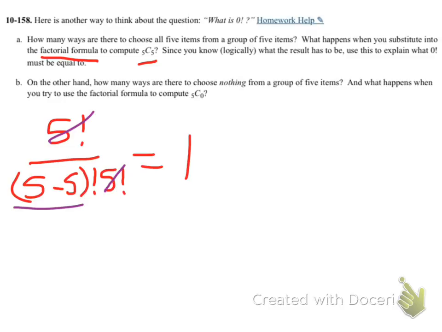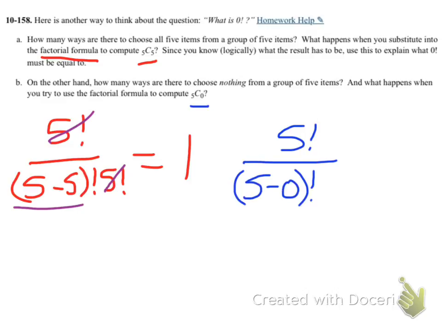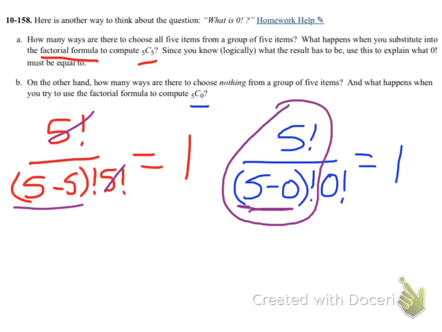So very similar to what I just did here, I'm going to set up this problem in factorial form. So I'm going to have 5 factorial divided by 5 minus 0 factorial, 0 factorial. And once again, I know that that equals 1 because there's only one way that I can choose none of them, and that would be to choose none of them. This part right here, 5 minus 0 is 5. So I once again have 5 factorial divided by 5 factorial.